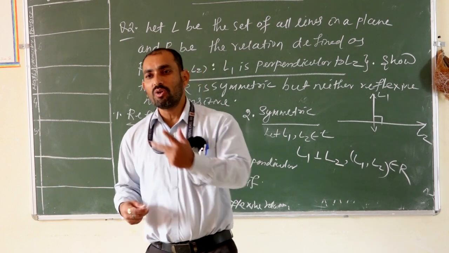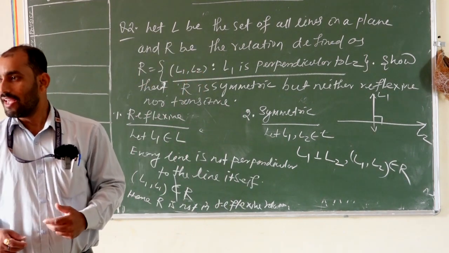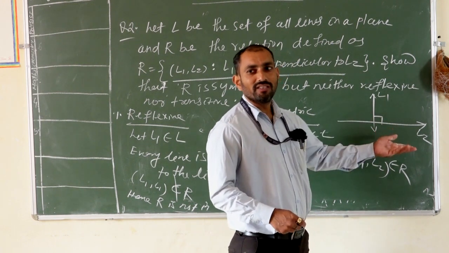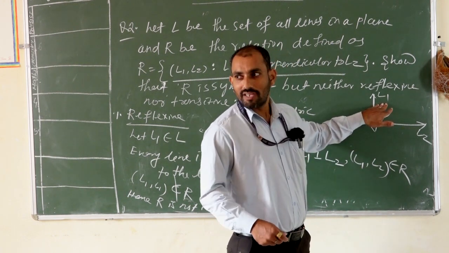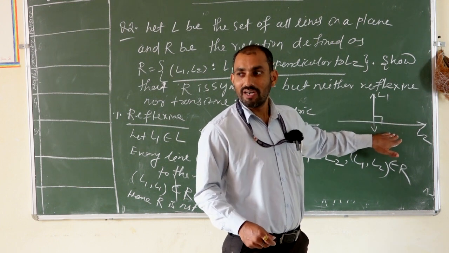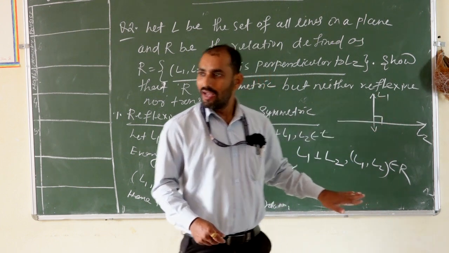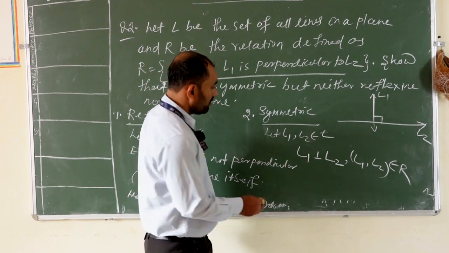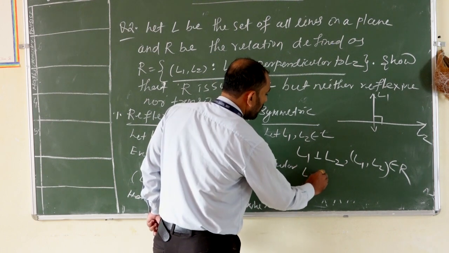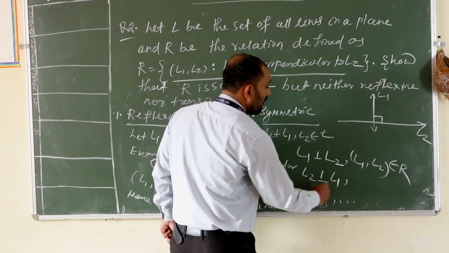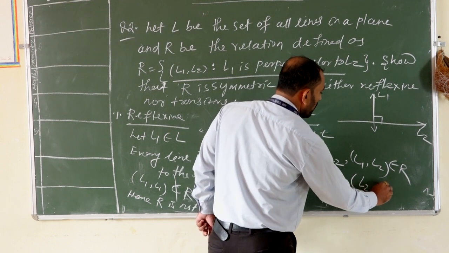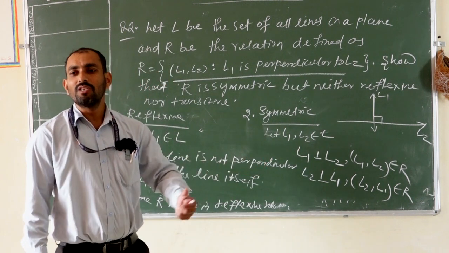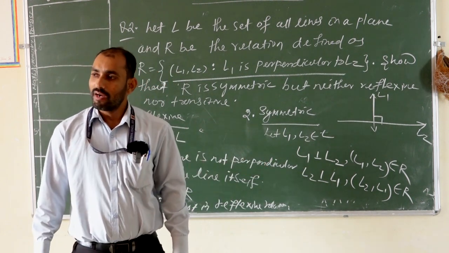That means the angle between the two lines is 90 degrees. Yes or no? The angle between these two lines is 90 degrees. We cannot change it; L2 and L1 represent the same angle. That means L2 is also perpendicular to L1. Hence (L2, L1) belongs to R. That means it will satisfy the condition of symmetric.